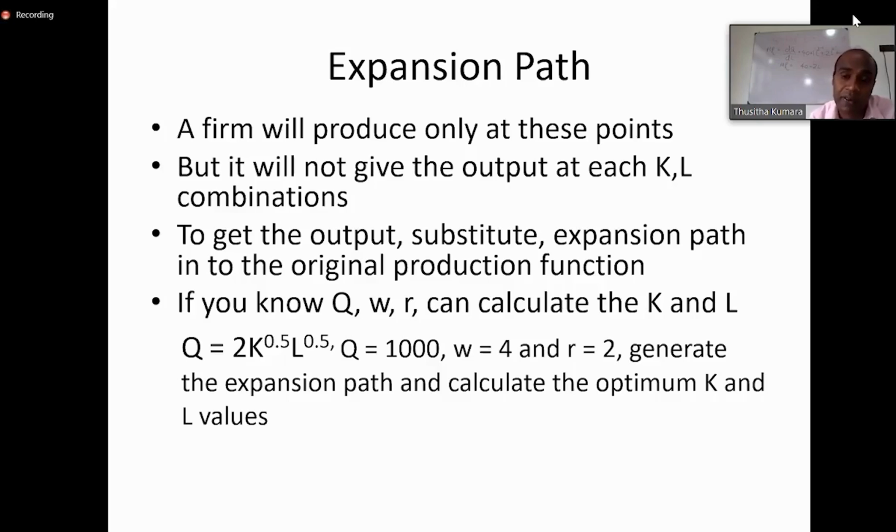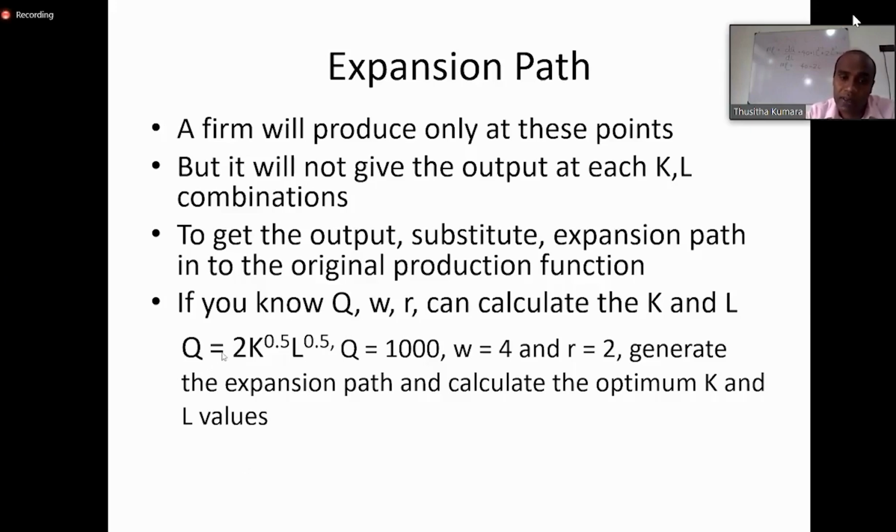As a firm, that is what we do. We get the expansion path, solve for one factor, and apply that into the production function, and then we get the output level. Using that output level, we can calculate the capital and labor amounts.